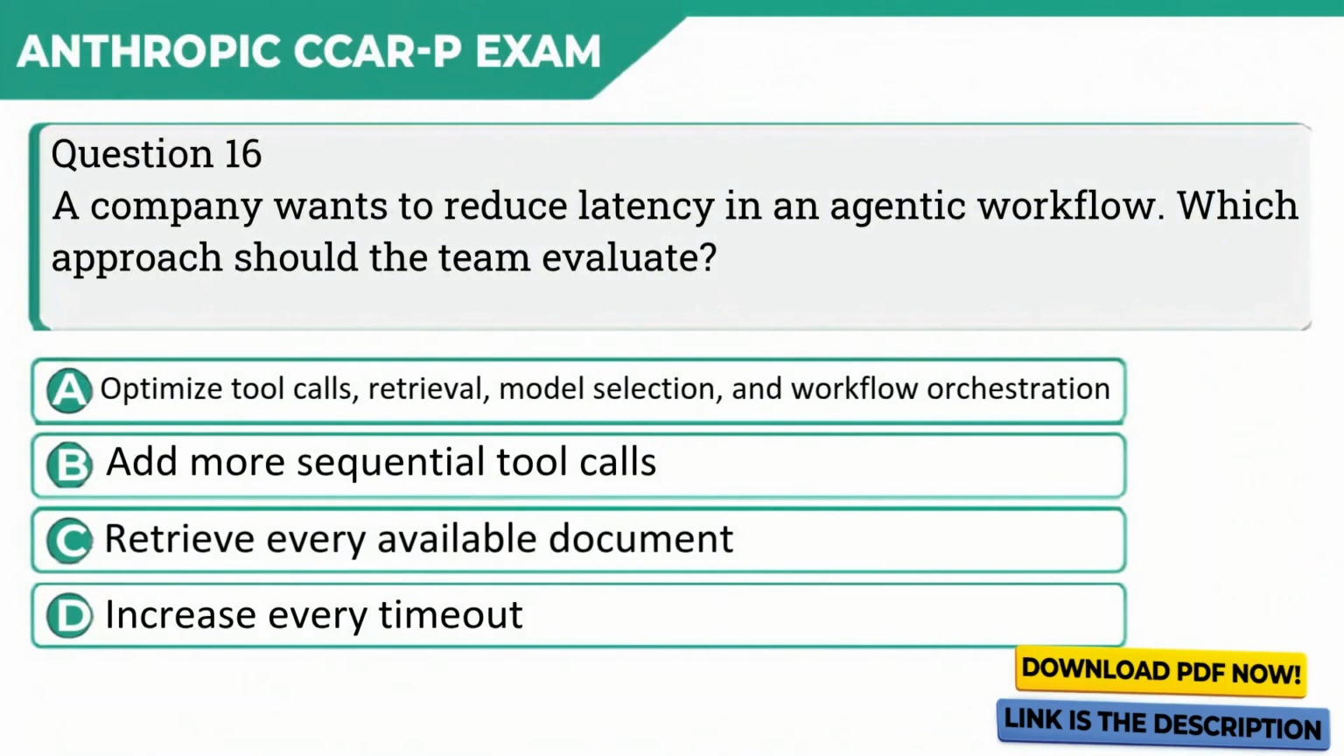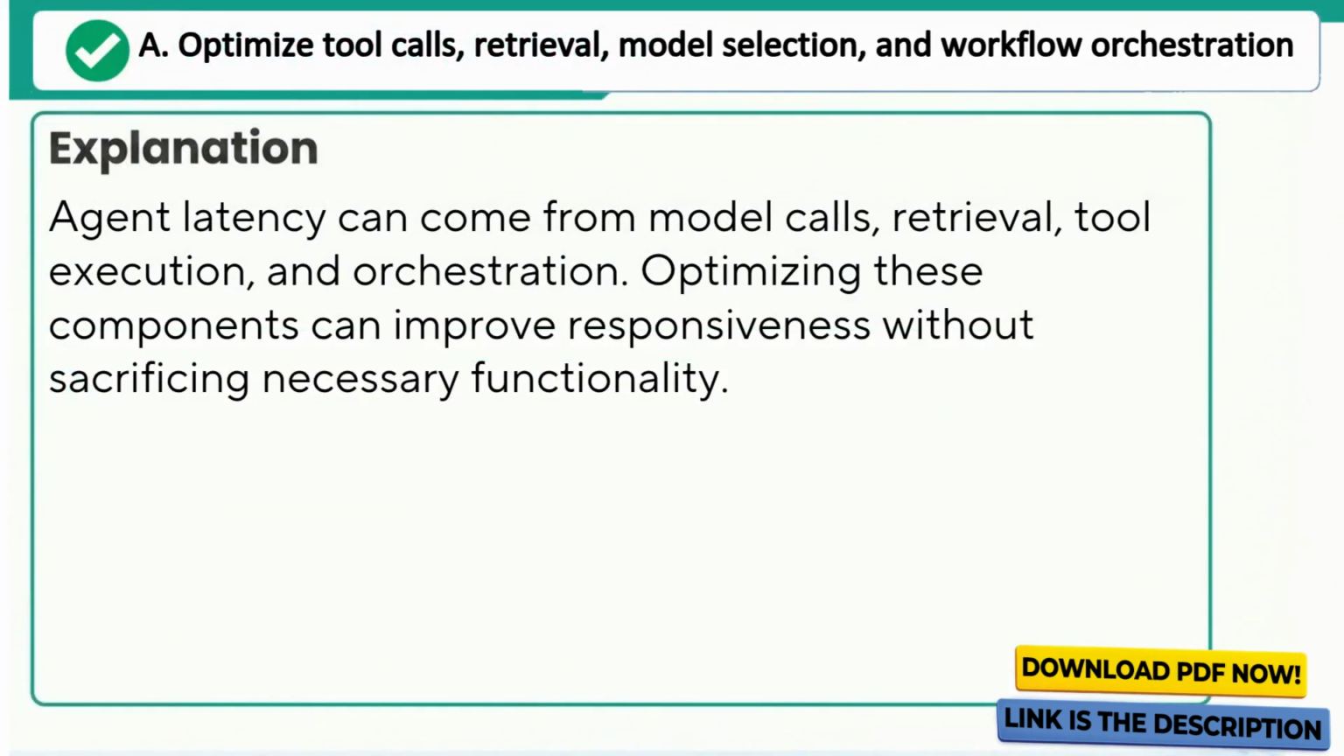Question 16. A company wants to reduce latency in an agentic workflow. Which approach should the team evaluate? A. Optimize tool calls, retrieval, model selection, and workflow orchestration. B. Add more sequential tool calls. C. Retrieve every available document. D. Increase every timeout. Correct answer: A. Optimize tool calls, retrieval, model selection, and workflow orchestration.